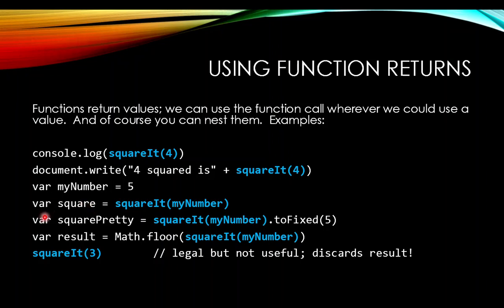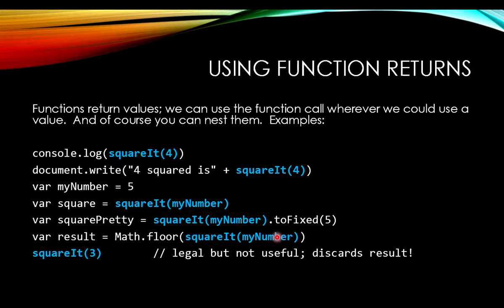How about this? A variable called square pretty assigned to call square it with my number. My number is still 5. 5 squared is 25. It's going to replace this whole thing with 25, and then it's going to evaluate 25.toFixed 5. So that's going to be 25.00000 as a string, as you remember. And so then square pretty is going to be a string that says 25.00000. Got it?